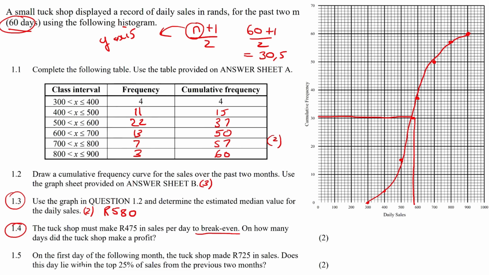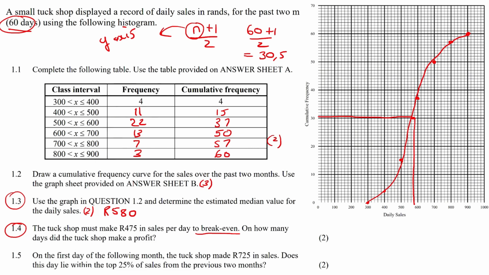This one says, the tuck shop must make 475 Rand in sales per day just to break even. What do they mean by that? Let's talk about it. If you own a tuck shop, you might have someone working in your tuck shop and you need to pay them a daily rate. You need to pay your rent. You need to pay for your electricity, your lights. You even need to pay for all the food in your tuck shop. Maybe you have to make sandwiches. You need to pay for the bread, the butter, the bologna, all of that stuff.